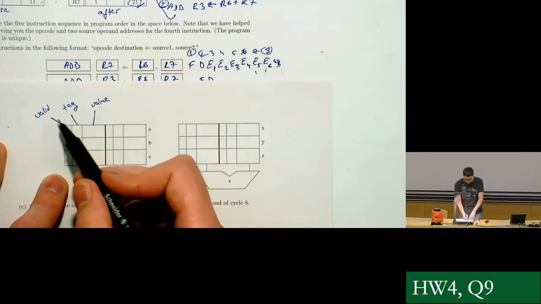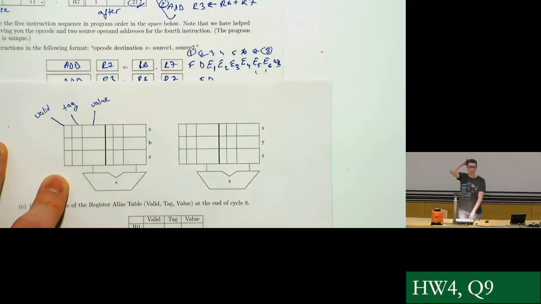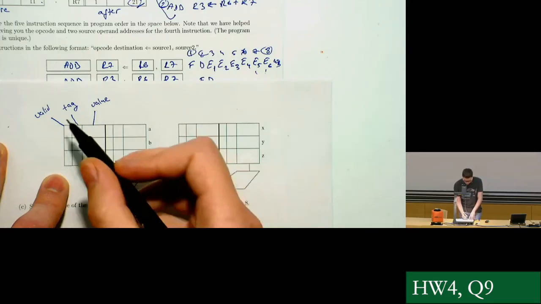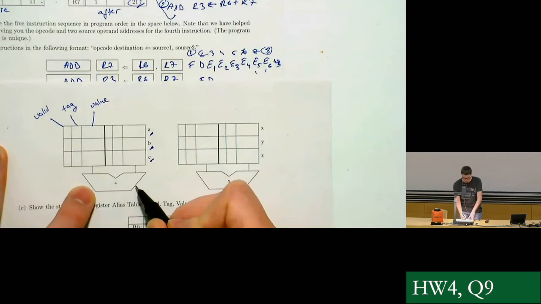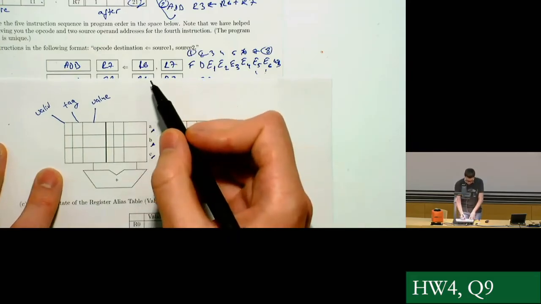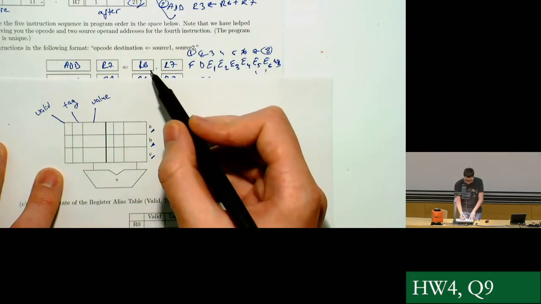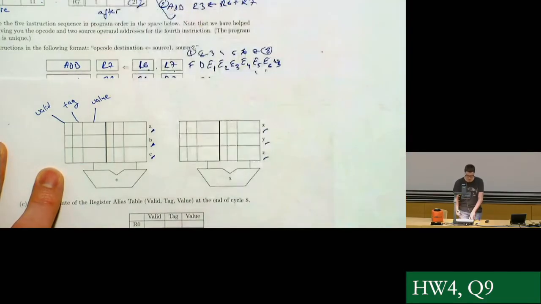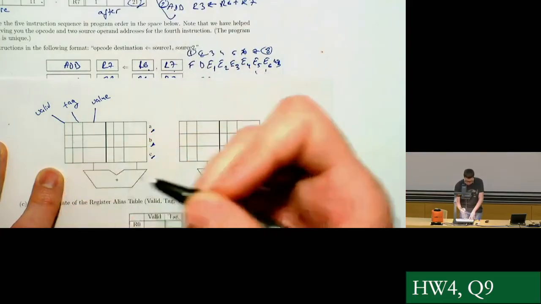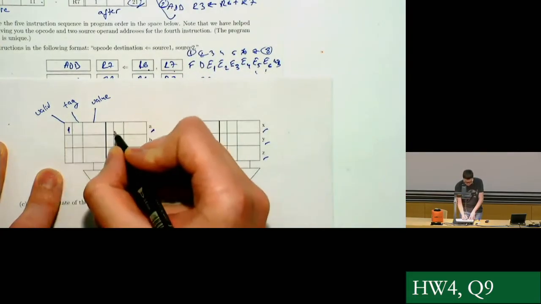So here we had the valid, tag, and value fields, right? Do you remember what those mean? Tag is basically when you don't have the result calculated, but the result will come from another reservation station entry. And the tag is basically the ID of that reservation station entry, ABC for the addition unit and XYZ for the multiplication unit. So for the first instruction, we have the up-to-date versions of R6 and R7 in the register file, right? So for those two source operands, the valid bit is 1.